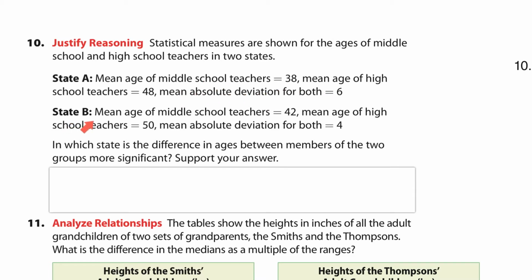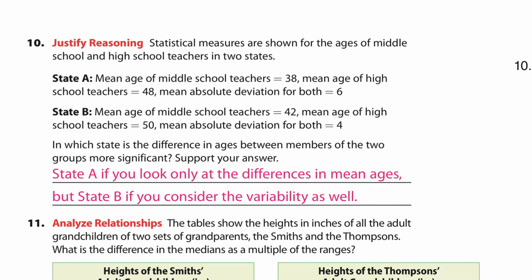And then they have similar data: the mean of the middle school teachers, high school teachers, and standard deviation. Okay, in which state is the difference in ages between the members of the 2 groups more significant, and support your answer? Well, my response is this. In state A, you look only at the differences in the mean average ages, but in state B, you will consider the variability as well.